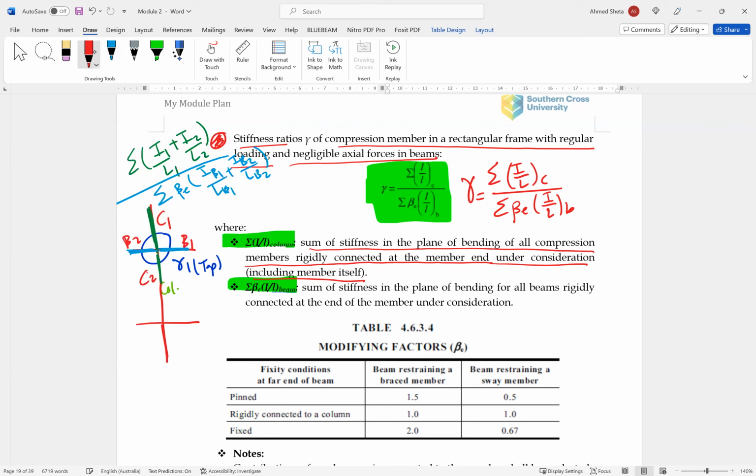Okay, so summation of EI over L for beams is the summation of stiffness in the plane of bending for all beams rigidly connected at the end of the member under consideration. So this is an example of how to calculate summation I over L for columns and beams.